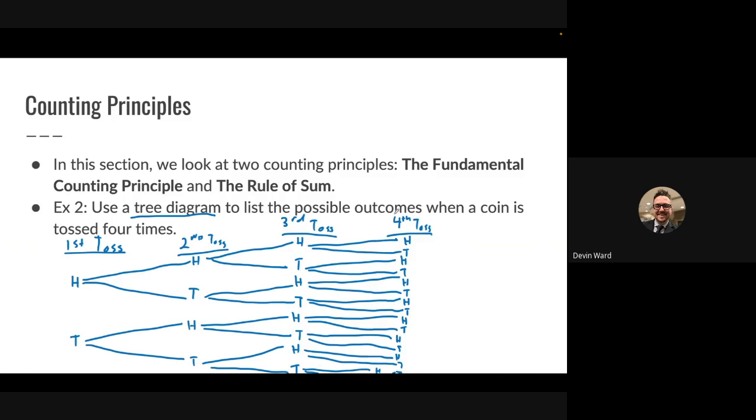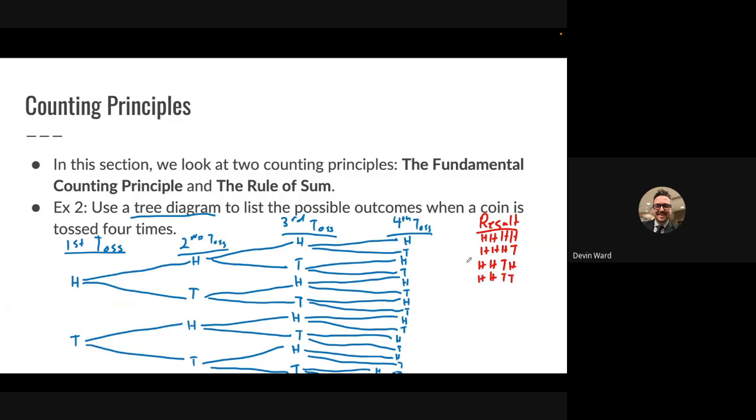Okay, so if you want to write the result, actually, let's do this in a different color. We'll go red. Okay, we go heads, heads, heads, heads. So our result would be H, H, H, H. So we have four heads in a row. Or we can have head, head, head, and tails. Or we could have gone heads, heads for our first two, then a tails, and a head. Or heads, heads, tails, tails.